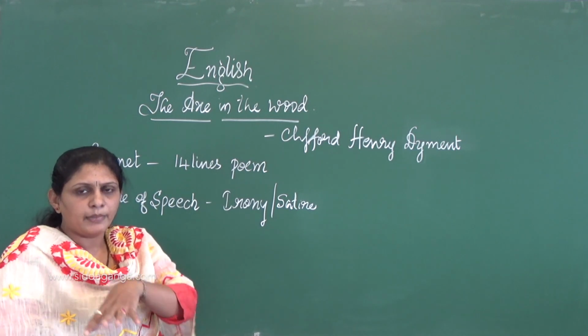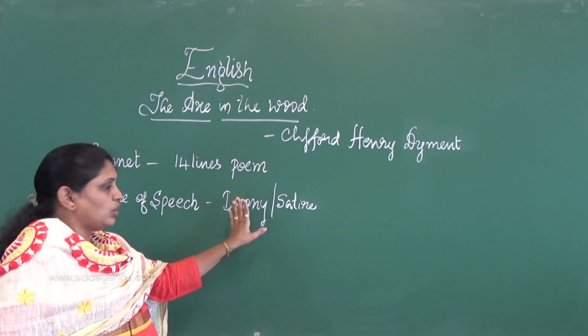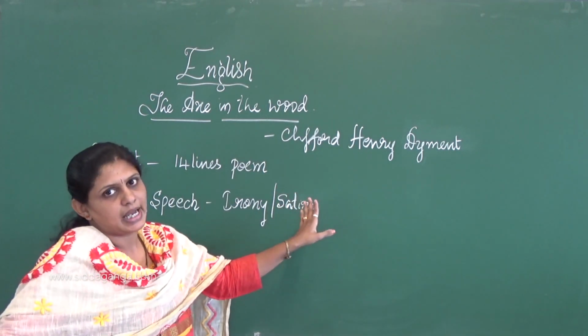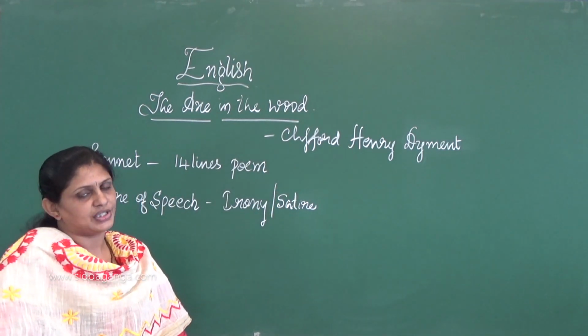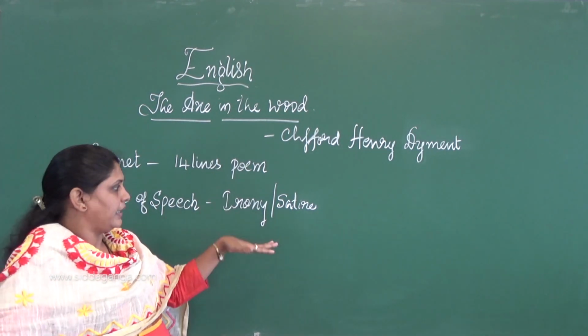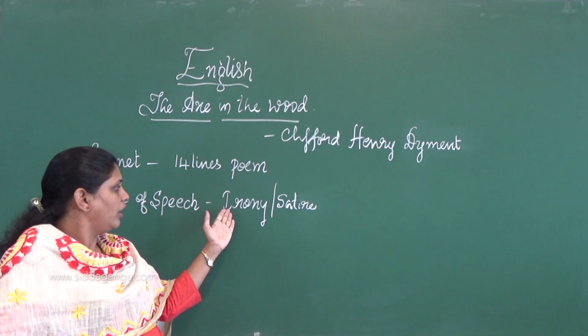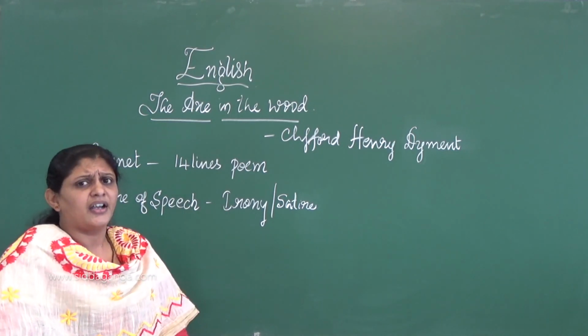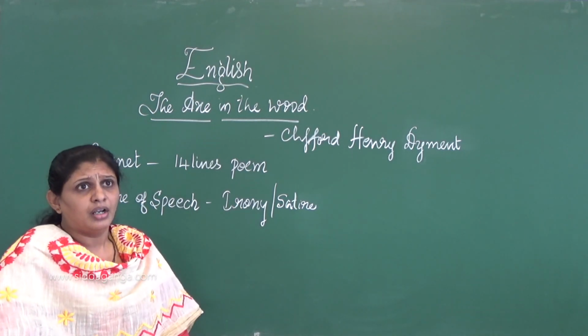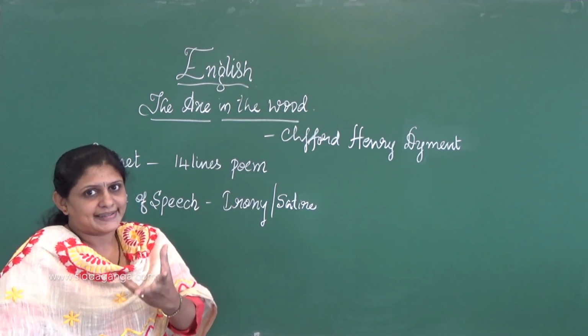In this poem, the poet has used two things: irony or satire, both the same, and personification. Let me explain what irony or satire is. What we can call irony in Kannada, ವ್ಯಂಗ್ಯವಾಗಿ ಹೇಳೋದು ಅಂತ. Irony means what? For example, let me tell you an example.